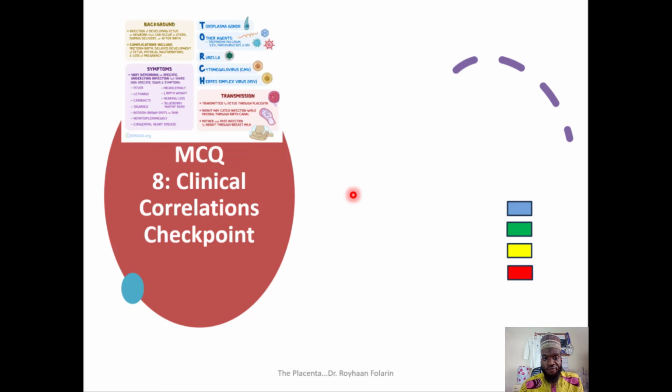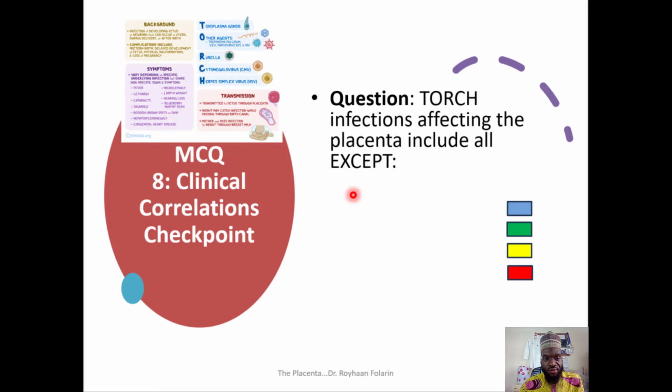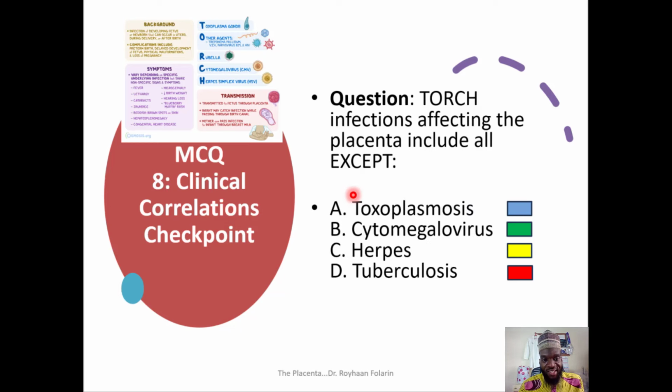And our final quiz for this session: TORCH infections affecting the placenta include all of the following, except which? Toxoplasma, cytomegalovirus, herpes, or tuberculosis. Hmm, which one is it? So we finally get to take it away from the green card this time around, because the correct answer is D. I hope you were getting the answers correctly all through.